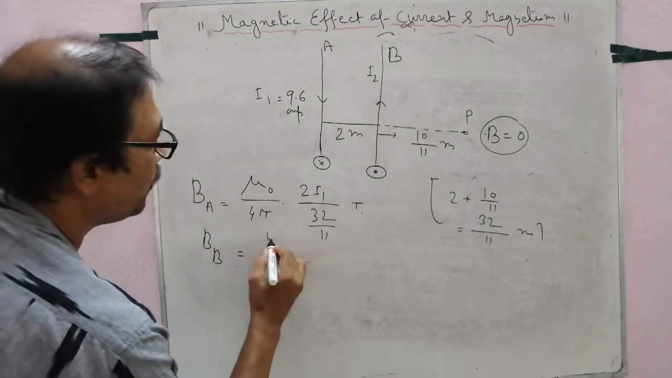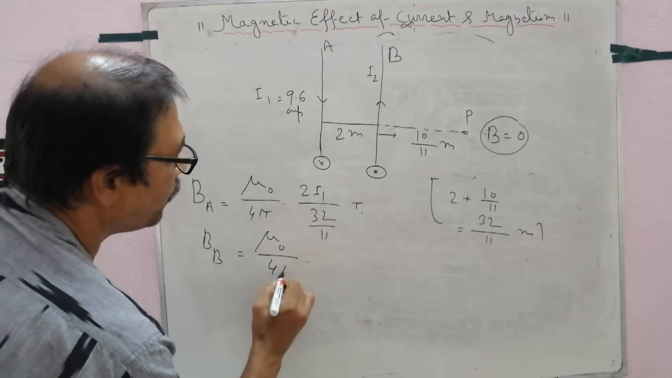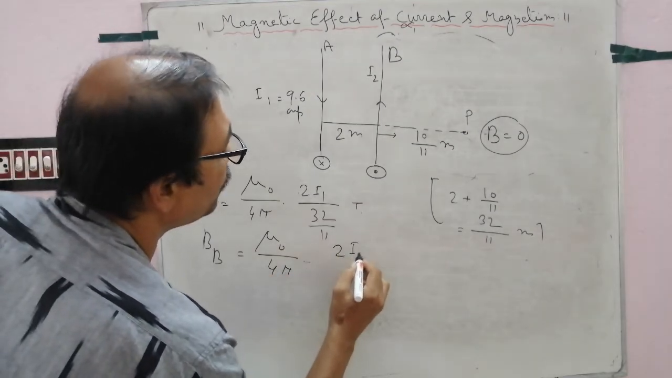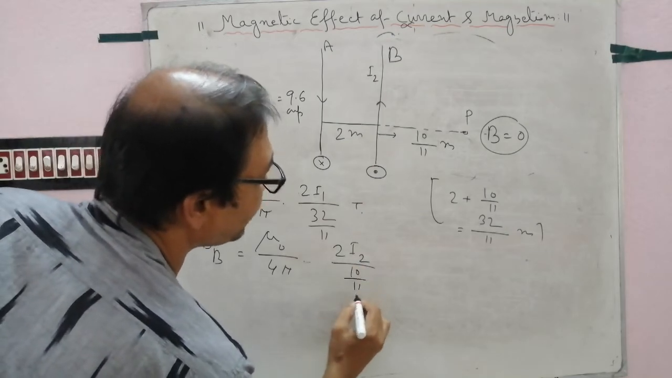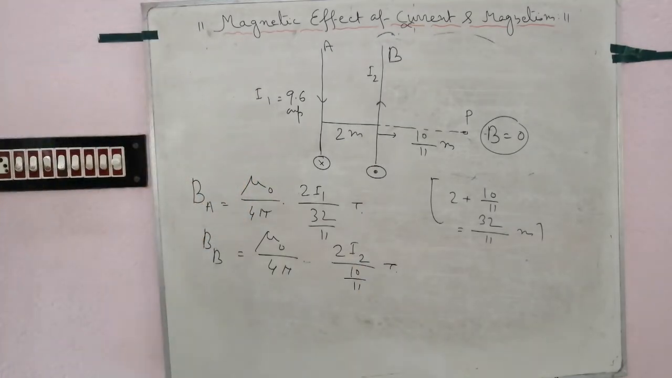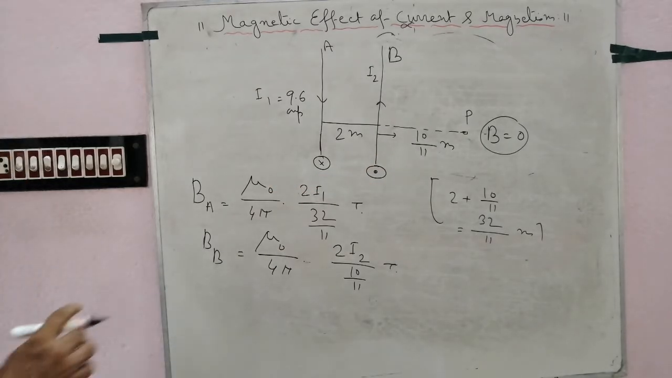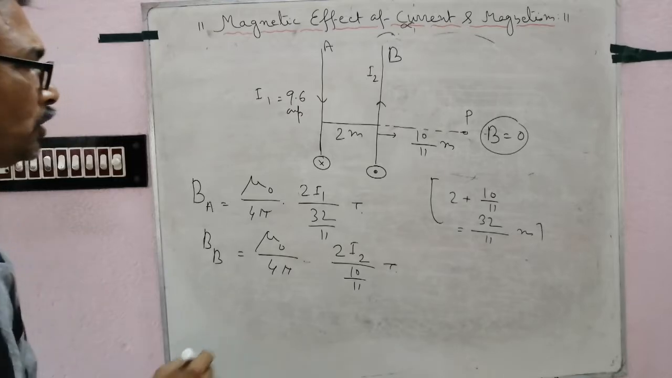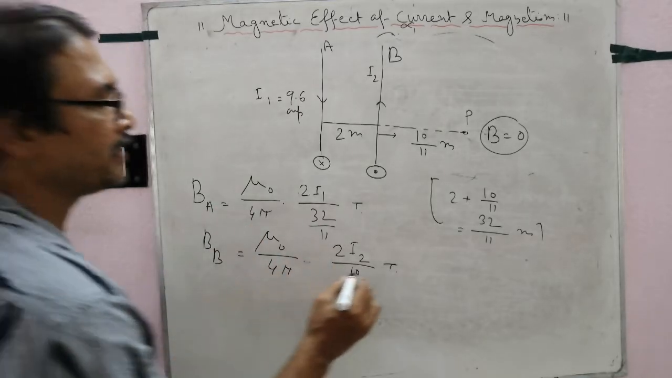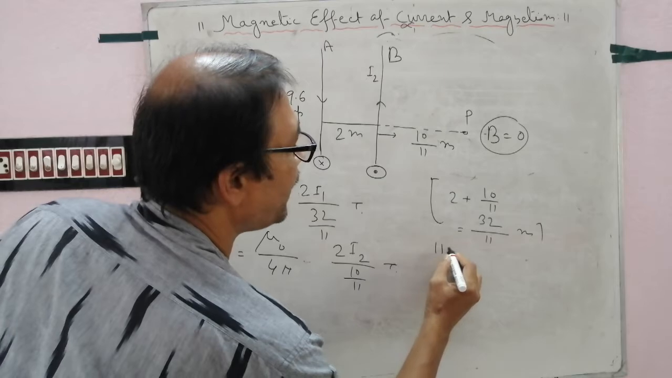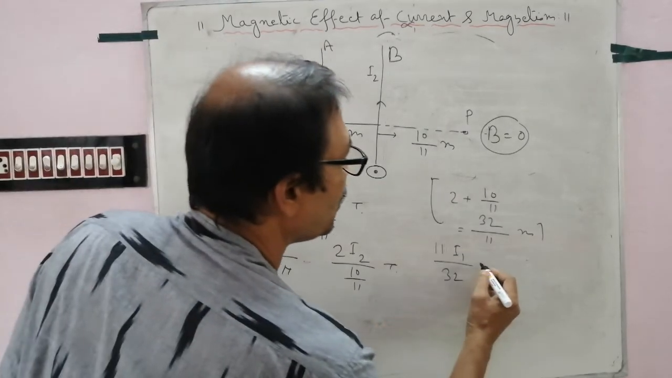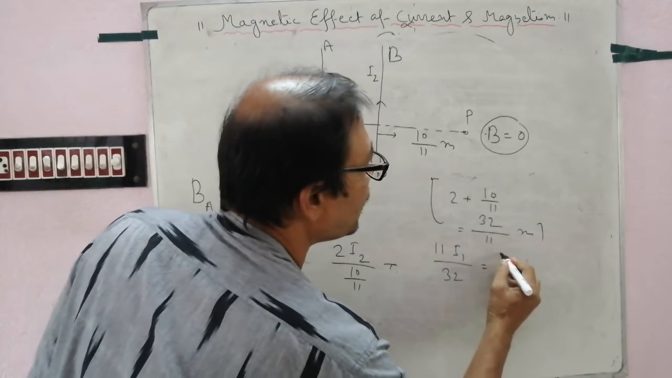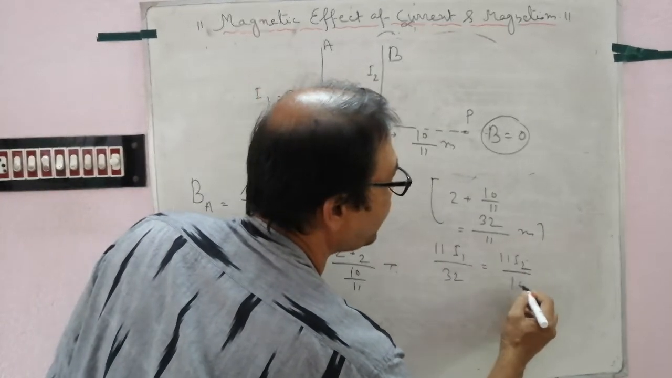for the second wire, mu naught by 4 pi into 2 I2 by this distance, 10 by 11 Tesla. The total B is nil, so these two fields are opposite and equal. According to the direction of the current, they are opposite. So B1 equals B2. The result will be 11 I1 by 32 equal to 11 I2 by 10. Follow.